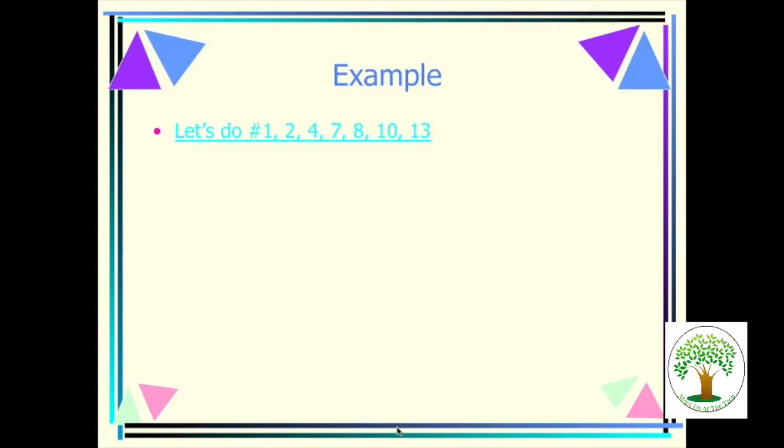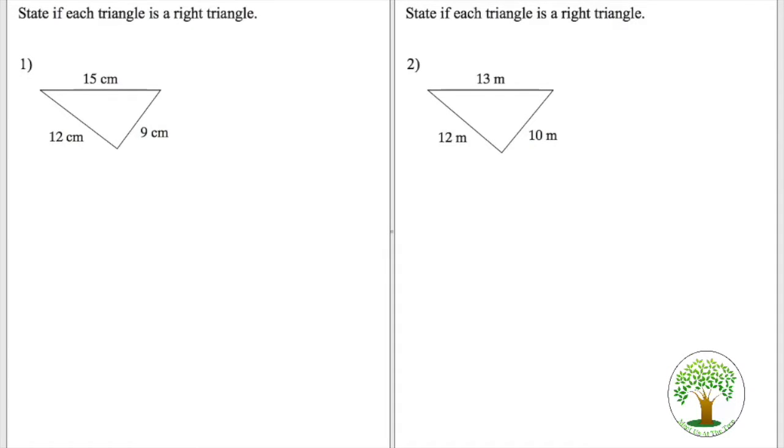You can circle them if you'd like. These are the ones we're doing together. I want you to do me a favor. Okay, we're going to do number 1 together, and it asks us to state if this is a right triangle. We're going to do that by plugging it into the Pythagorean Theorem. We're also going to do it a second way after that.